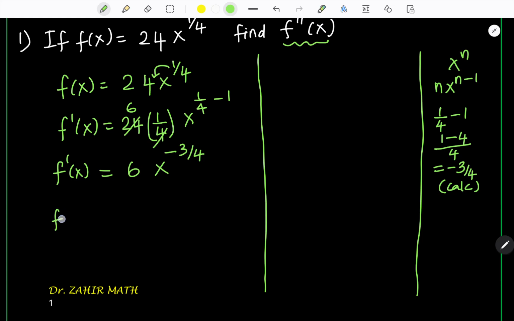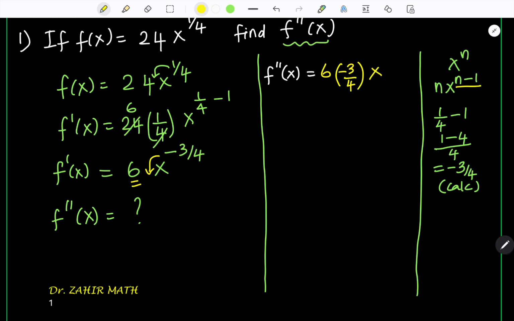f double dash of x. So we are going for the next one, f double dash of x. You are going to take the derivative of this one, which is equal to, right? 6 is here, so you keep the 6 as it is. Then it comes down, minus 3 by 4, okay? x to the power of n minus 1.